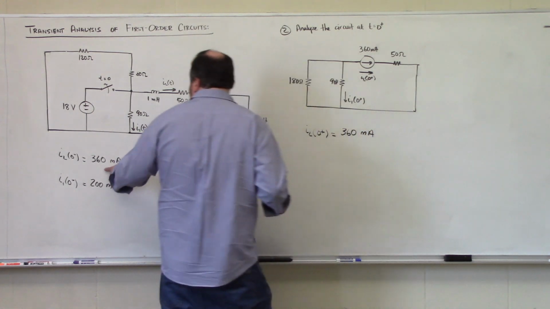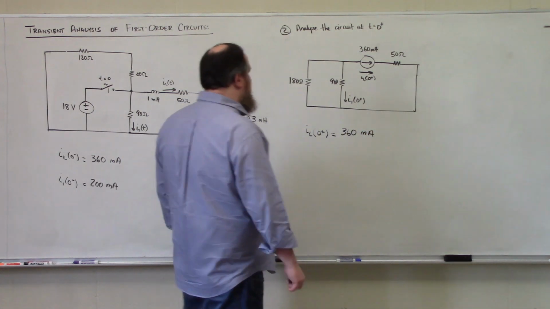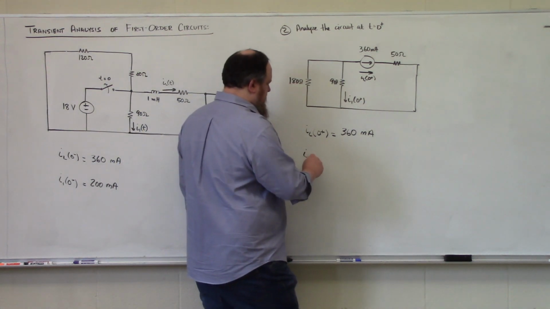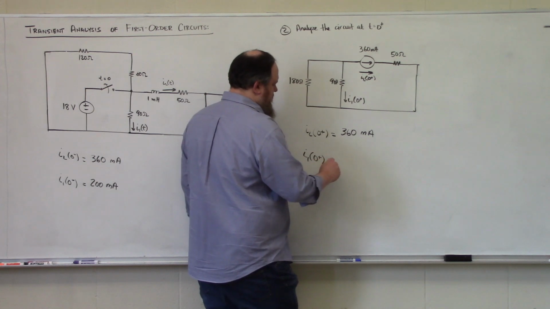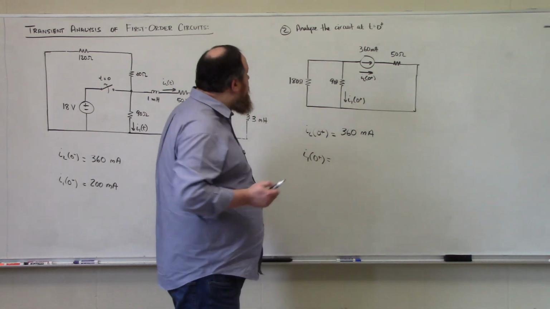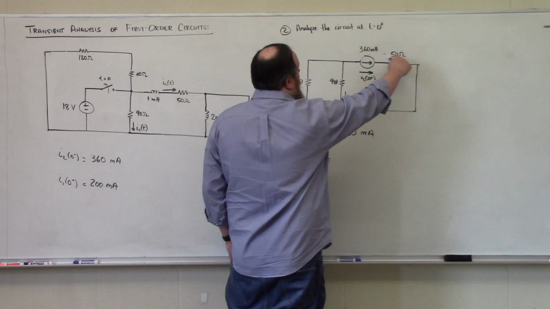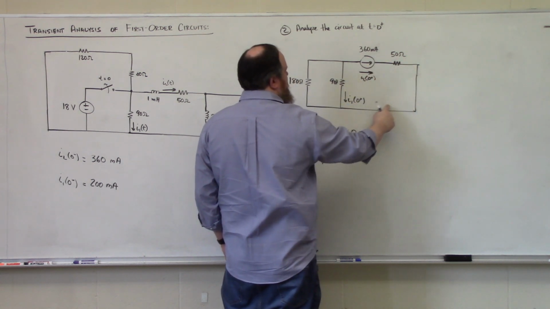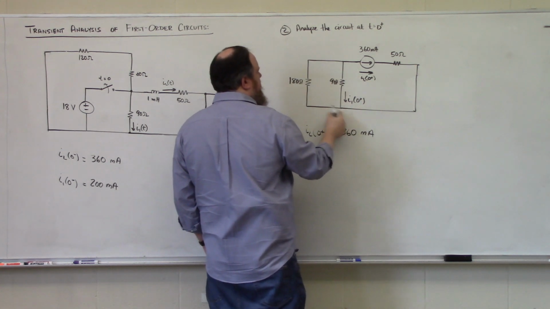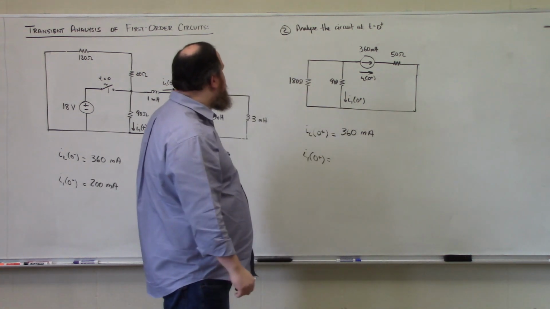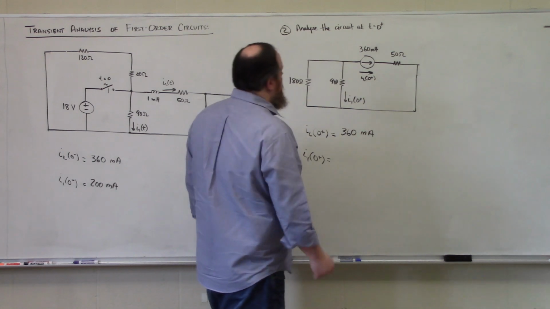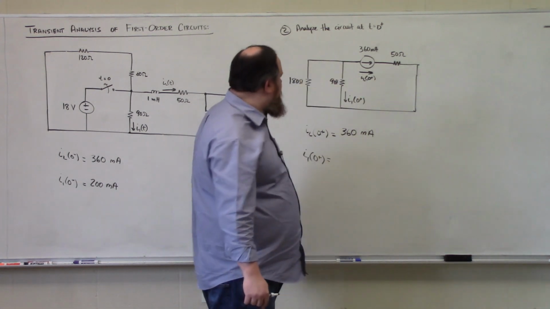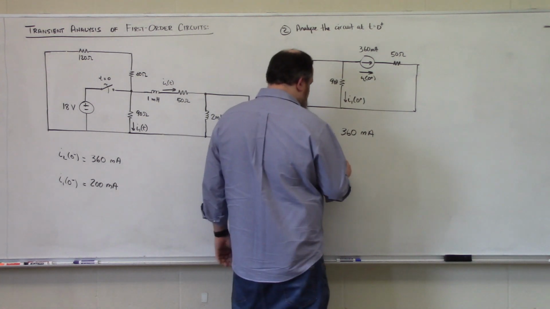Again, it can't have changed from its value at 0 minus. And we can determine I1 at 0 plus using current division. So all 360 milliamps of current will flow through the 50 ohm resistor and then hit this node, and it's going to split and divide itself among the 90 ohm resistor and the 180 ohm resistor. And it's going to be flowing up. Because the current we're looking for is flowing down, we need a negative sign.